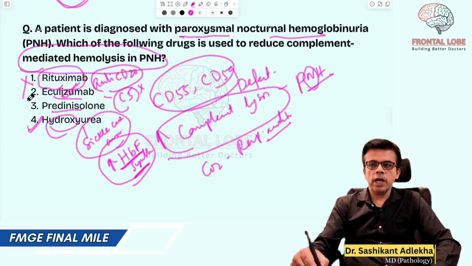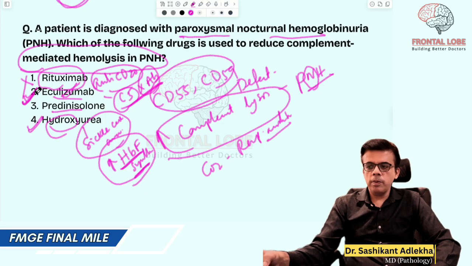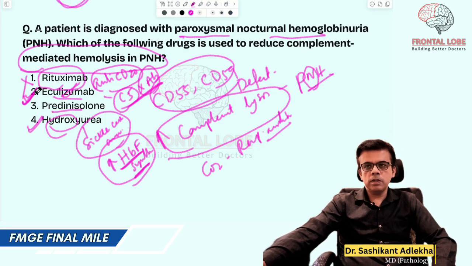So here the answer is eculizumab, a classical C5 antibody or inhibitor that will block the C5 action and causes decrease in the complement mediated destruction, which is a characteristic feature of PNH. So eculizumab is the correct answer over here. We'll go with eculizumab. Now let's go to the other question.